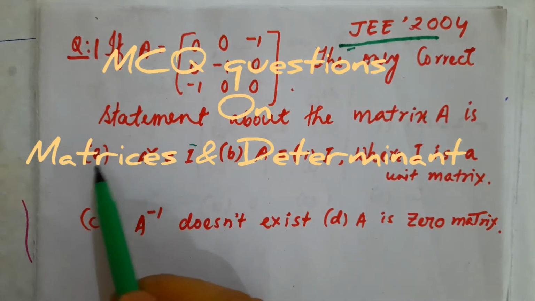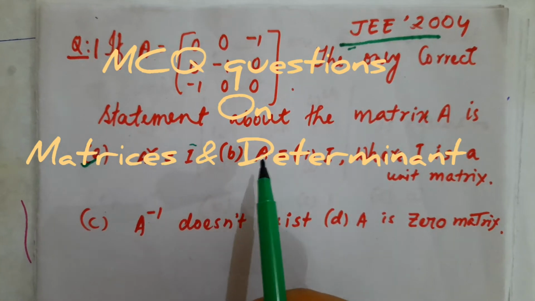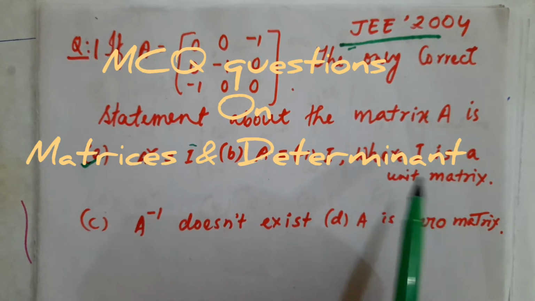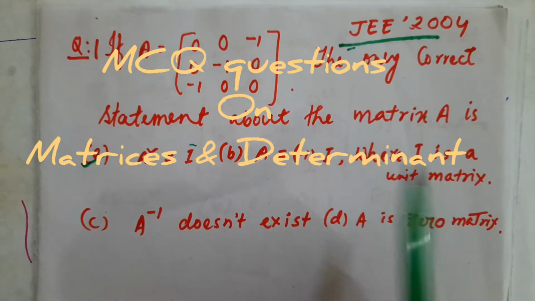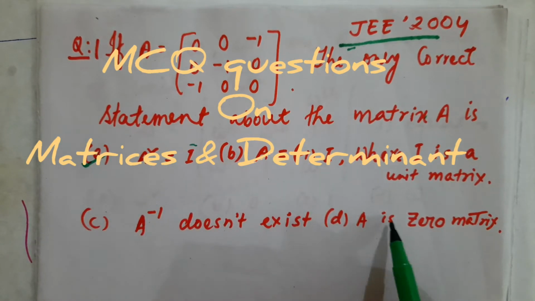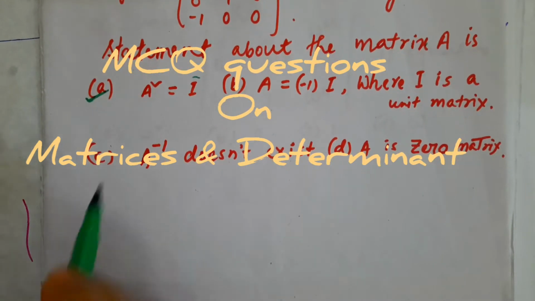Option A says A square equals I. Option B, A equals minus 1 into I, where I is a unit or identity matrix. Option C, A inverse does not exist. Option D, A is a zero matrix. Now we'll solve these questions.